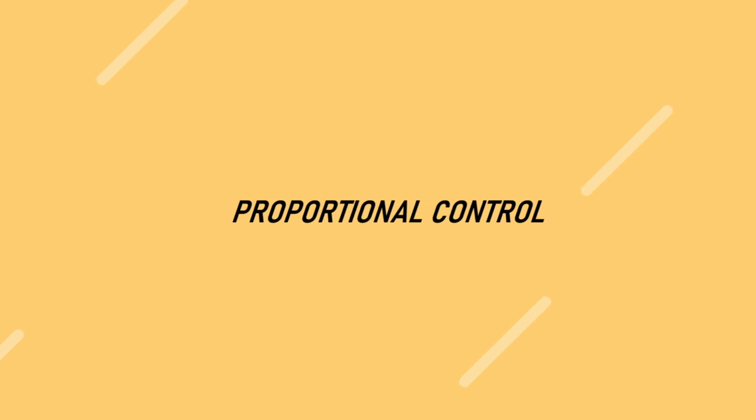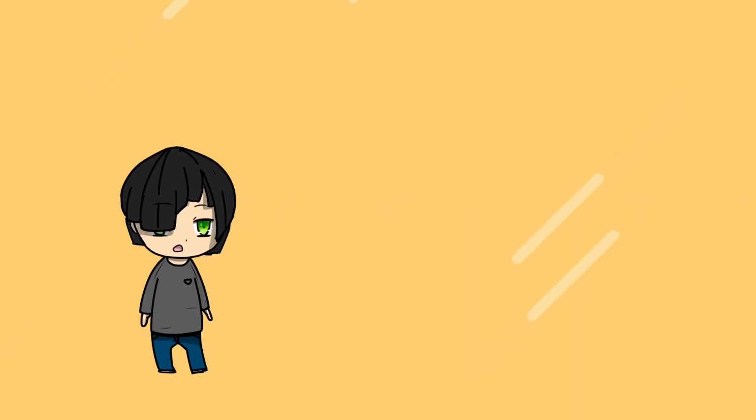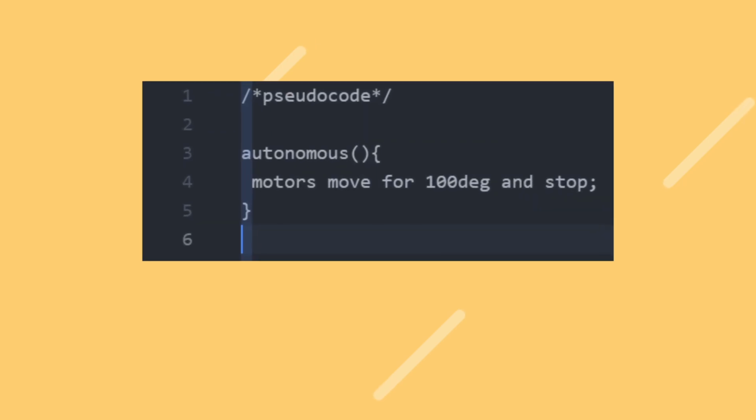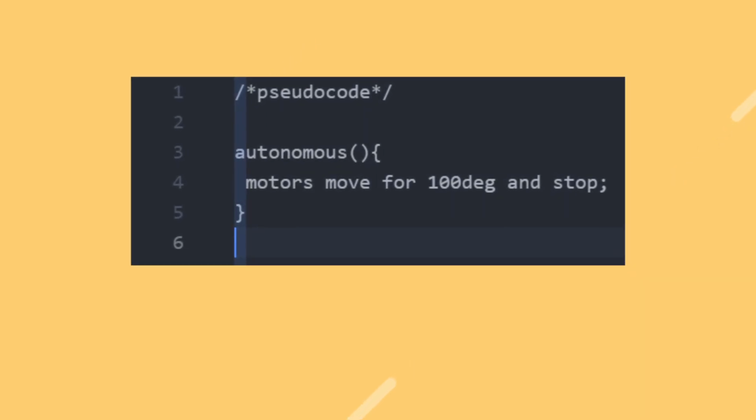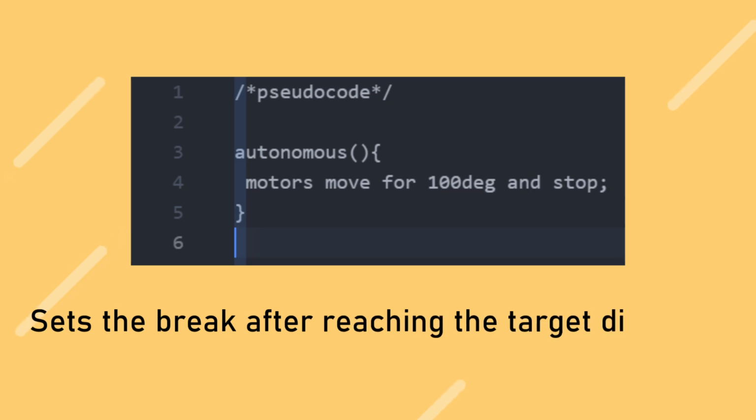Proportional control. I think it is better by first taking a look at the code without it. This is a typical one. Do you see a problem? Yes, this code sets the brake when the robot reached the target destination.